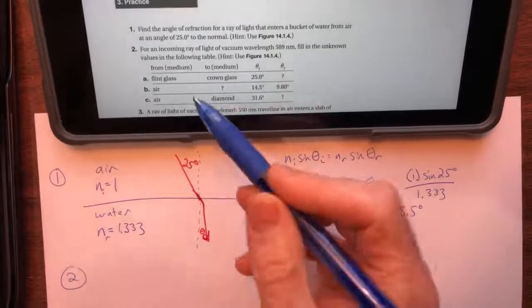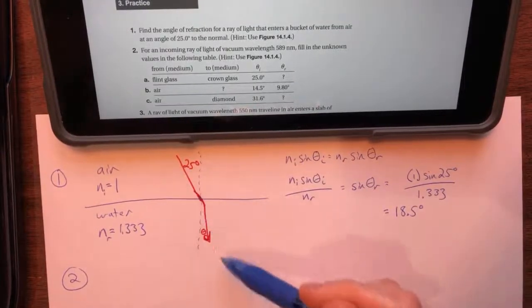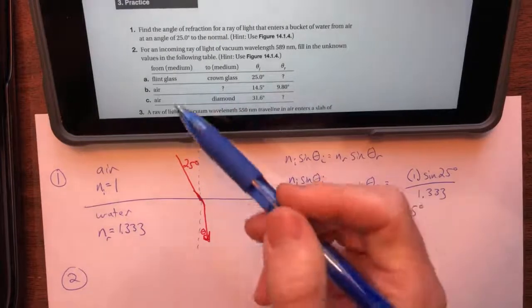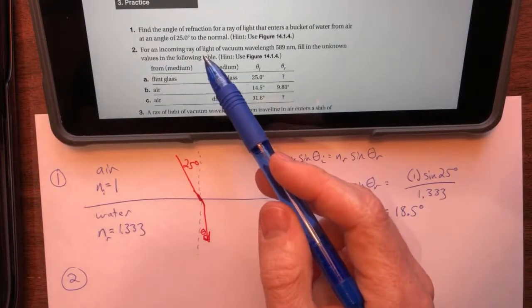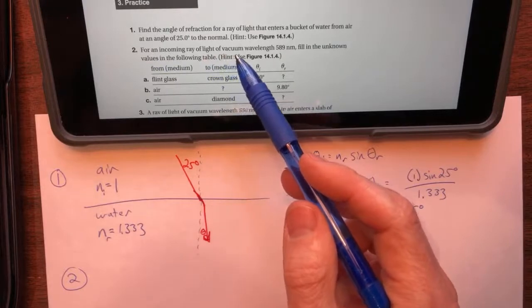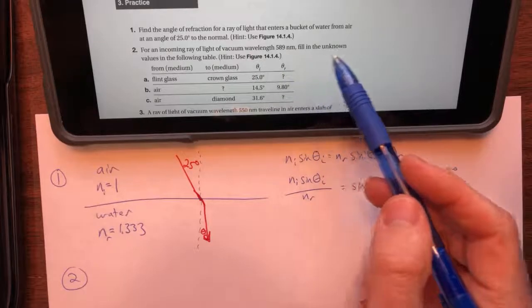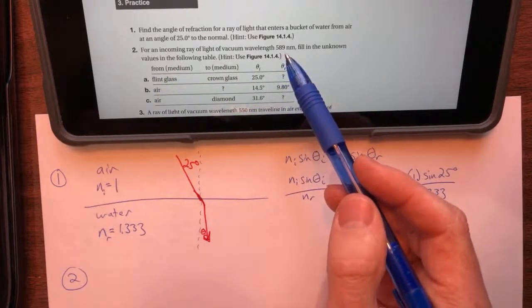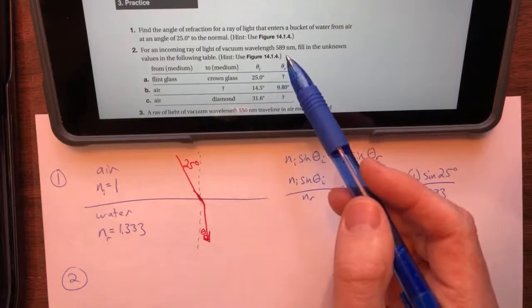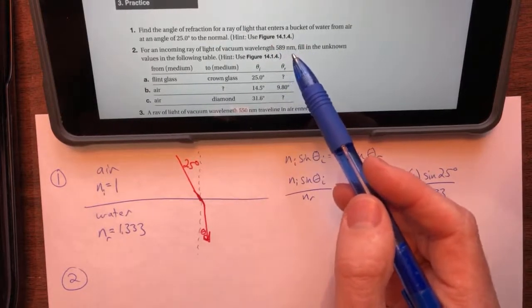All right, in all of these, we don't need to redraw this diagram every single time. It's nice to have some diagram to remember what's actually happening. And so here we go. So if we have an incoming ray of light of vacuum wavelength 589 nanometers, fill in the values. And it's important that it says 589 nanometers because I believe that's the sodium lamp wavelength. But that's the standard wavelength.